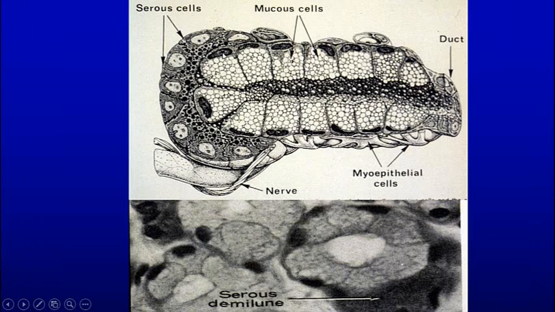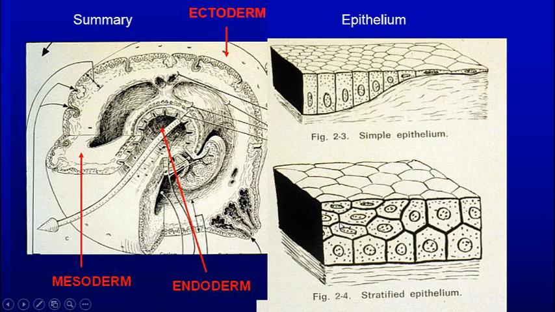And here we can see where you have a serous demilune, where you have serous on the outside and mucous on the inside, and there are little channels where this fluid goes, and that's called the intercellular canaliculus that we talked about before. So it's a serous demilune. Proteinaceous part, carbohydrate part here.